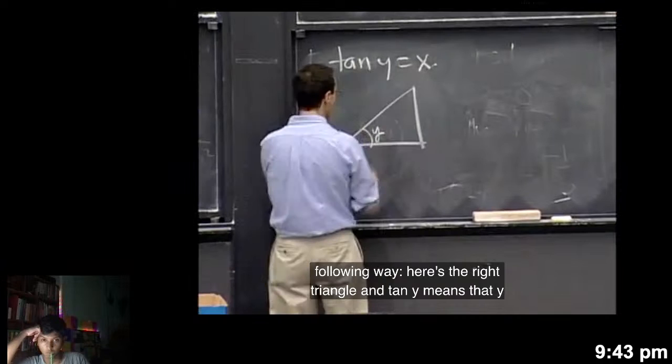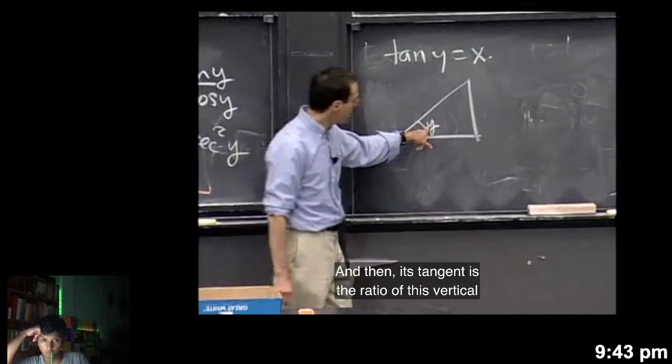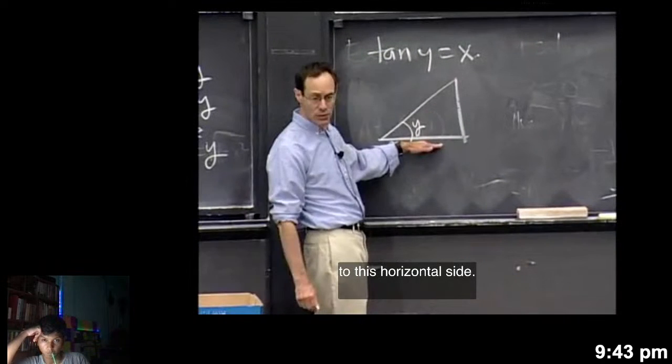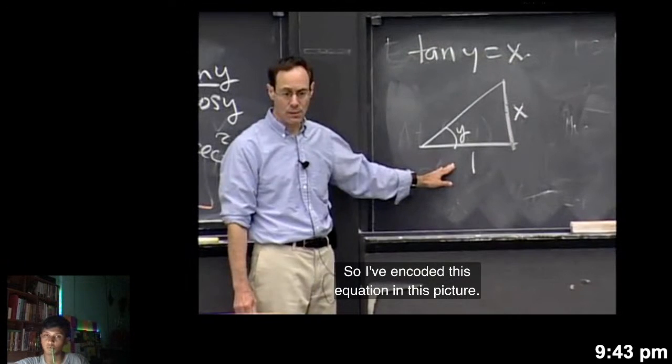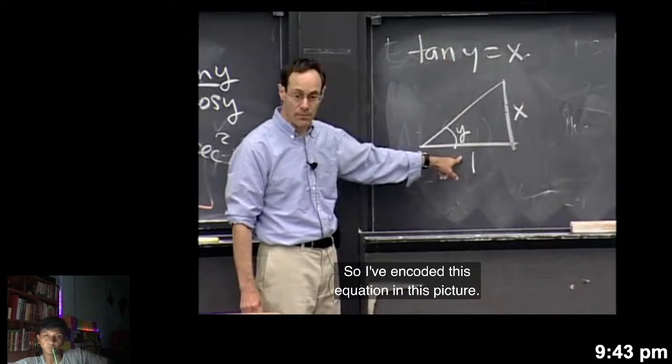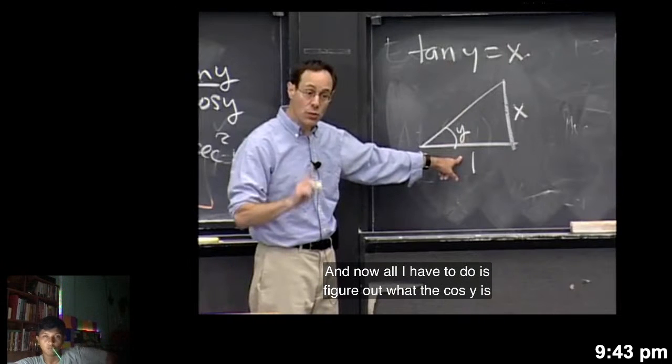And then its tangent is the ratio of this vertical to this horizontal side, so I'm just going to pick two values that work, namely x and 1. Those are the simplest ones. So I've encoded this equation in this picture. And now, all I have to do is figure out what the cosine of y is in this right triangle here. In order to do that, I need to figure out what the hypotenuse is.